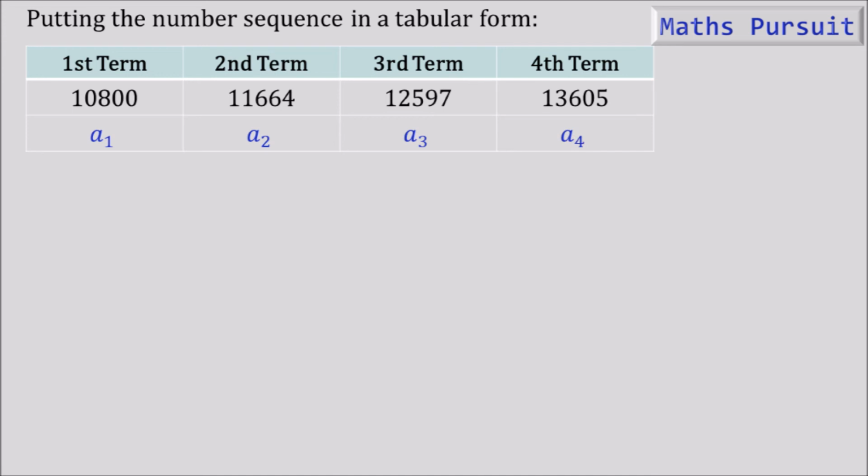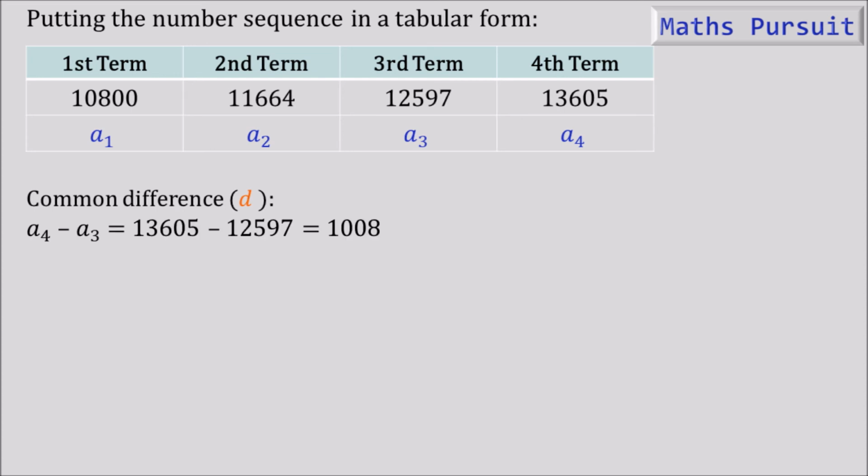And now guys, we very well know that in order to find out the arithmetic progression, we need to find out the common difference. And if there is a consistent or constant common difference, then this sequence is in arithmetic progression. Now we are going to take A4 minus A3 as usual. We are subtracting A3 from A4. So A4 minus A3 is nothing but 13,605 minus 12,597, that is equal to 1008.